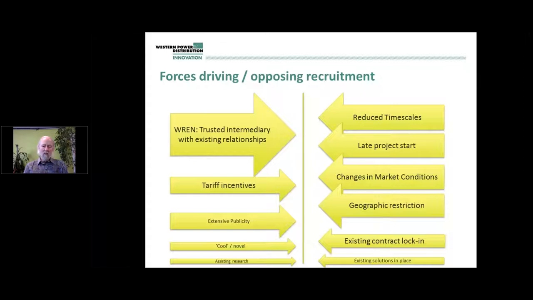Geographic restrictions I've already touched on was an issue. We did have interest from outside, but we were strict about where we got them from. Existing contract lock-ins were quite important. Although there's a potential to save quite a lot of money on the tariff, people didn't want to spend the money on buying out of their existing contract.